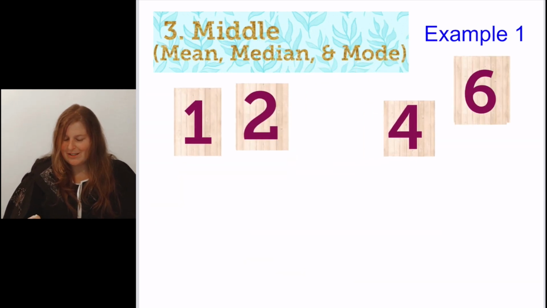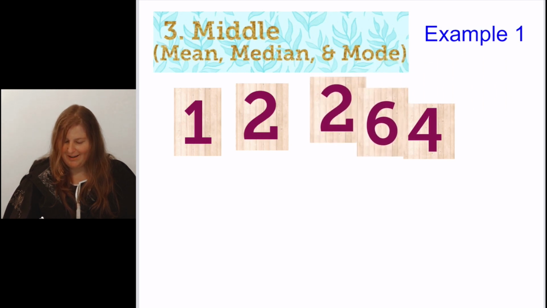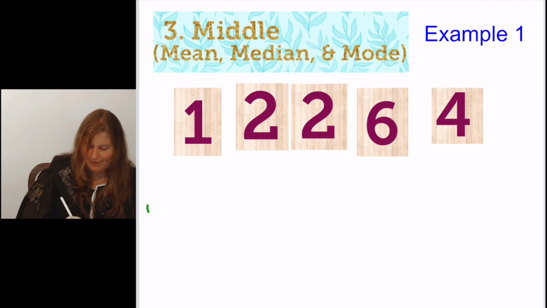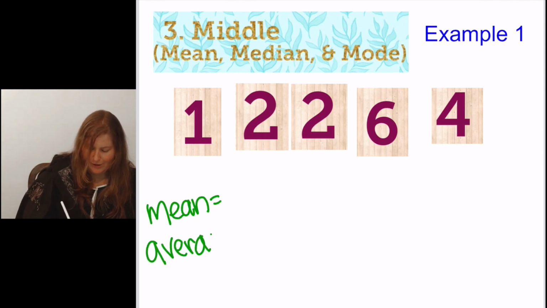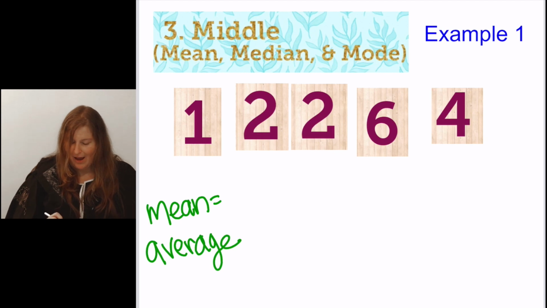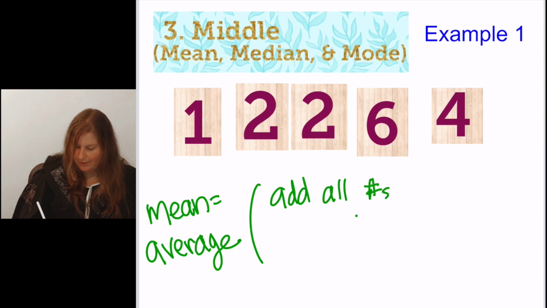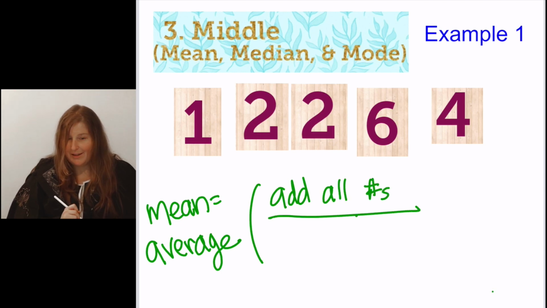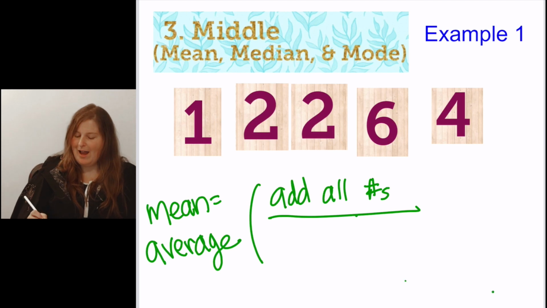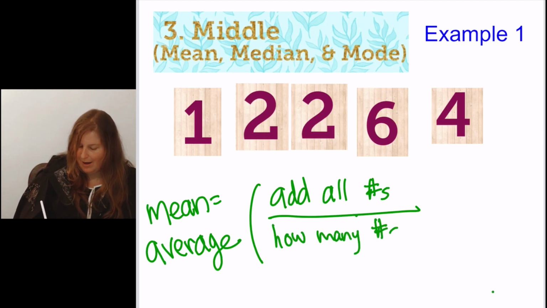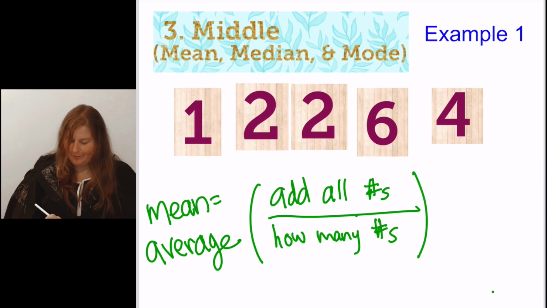Now, friends, let's find the mean of this data. And the mean is the average. Write that down, that the mean is equal to the average. And to find the average, what we do is we add all the numbers, and that is the numerator, which we divide by how many numbers we have.